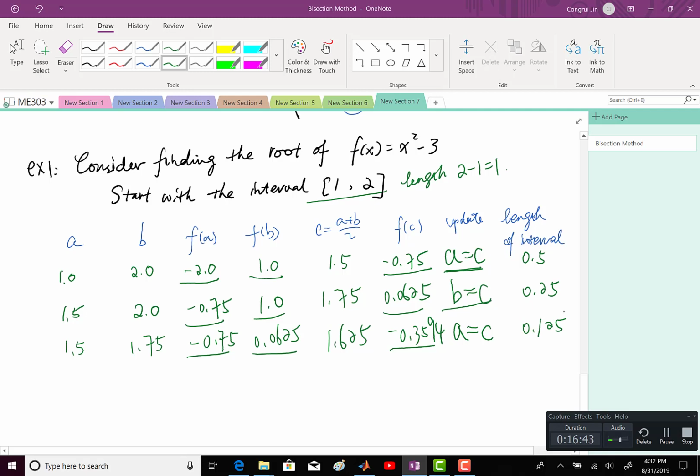All right, so you can do this again and again until the interval is small enough. Then we can stop, assuming that the root is good enough, really close to the root, then we can assume that we found the root. So in the next video, we will talk about the halting condition. So what are the conditions that we can stop the iteration process?